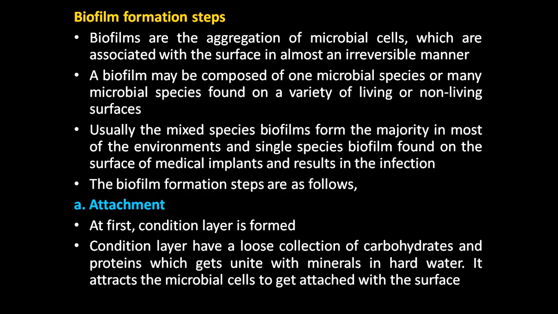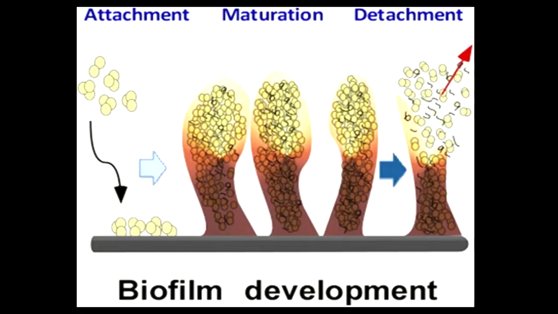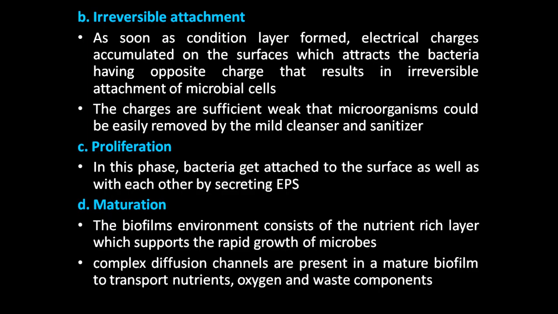Once the conditioning layer is formed, it will attract all other kinds of organisms towards where it is formed. So the first step is attachment. The second step is irreversible attachment. As soon as the conditioning layer is formed, electrical charges accumulate on the surfaces which attract the bacteria having opposite charge, which results in the irreversible attachment of the microbial cells.